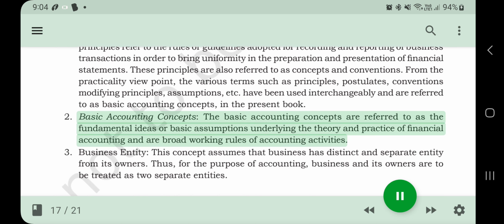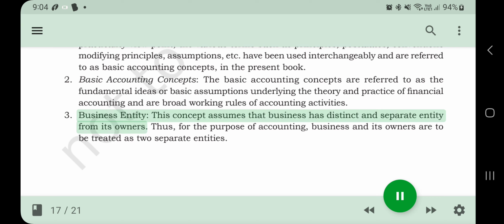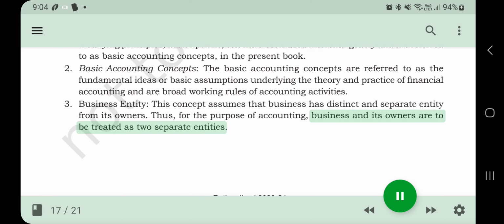2. Basic accounting concepts. The basic accounting concepts are referred to as the fundamental ideas or basic assumptions underlying the theory and practice of financial accounting and are broad working rules of accounting activities. 3. Business entity. This concept assumes that business has distinct and separate entity from its owners. Thus, for the purpose of accounting, business and its owners are to be treated as two separate entities.